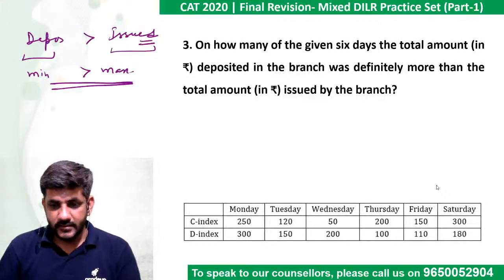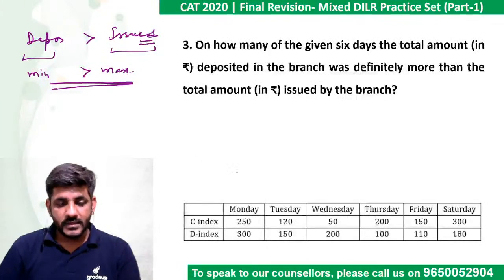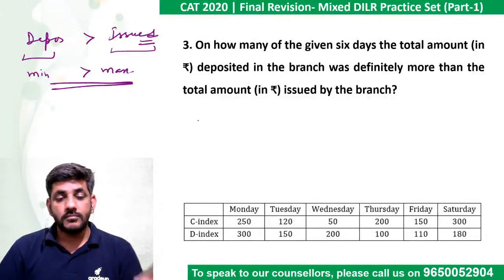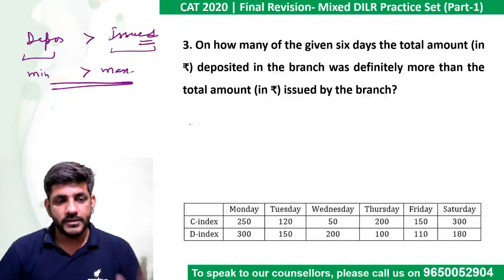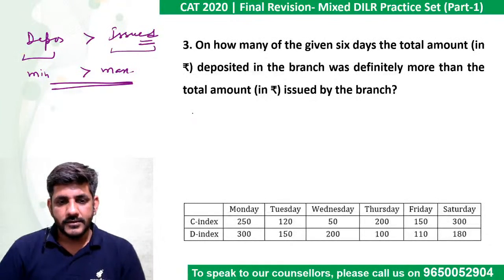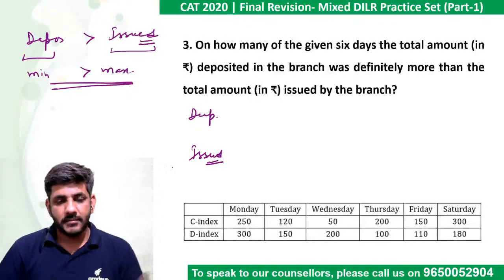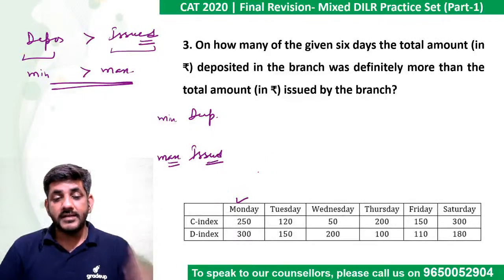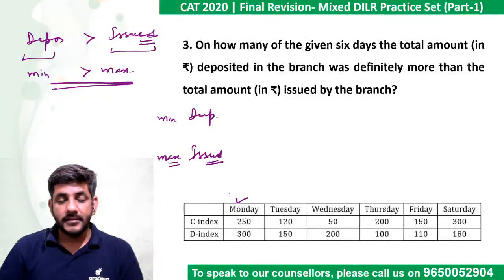ओके तो चलिए इसको आगे करना शुरू करते हैं. So now we want to minimize the amount deposited and we want to maximize the amount issued. How would we do that? Let's find it out. Deposited यहां लिख दे रहा हूं, issued यहां लिख दे रहा हूं, दोनों के इसका मिनिमा कैलकुलेट होगा और इसका मैक्सिमा कैलकुलेट होगा. Let's talk about Monday first. How would I minimize the amount deposited on Monday?